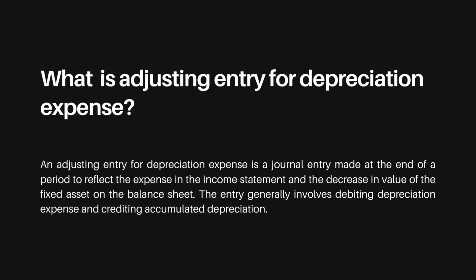The entry generally involves debiting depreciation expense and crediting accumulated depreciation. The company debits the expense in the income statement and credits the associated accumulated depreciation in the balance sheet. The expense represents the decline in the value of the fixed assets over a period of time. The debit to depreciation expense will reduce net income on the income statement, while the credit to accumulated depreciation will reduce the book value of the fixed asset on the balance sheet.